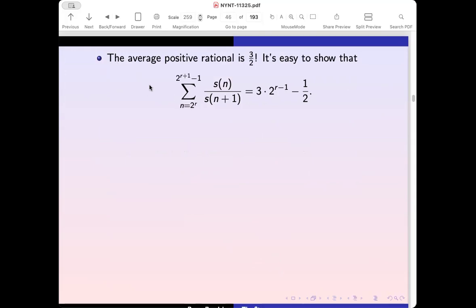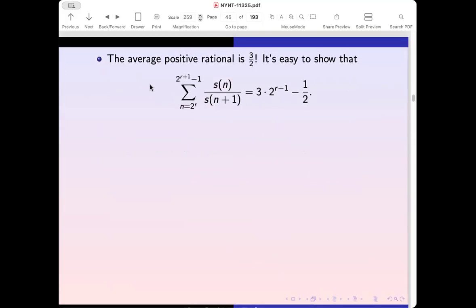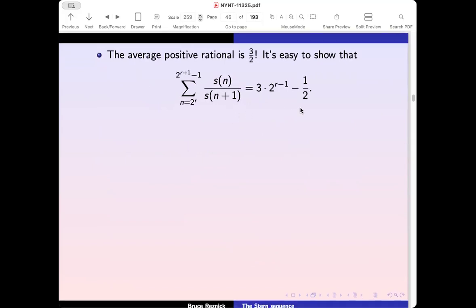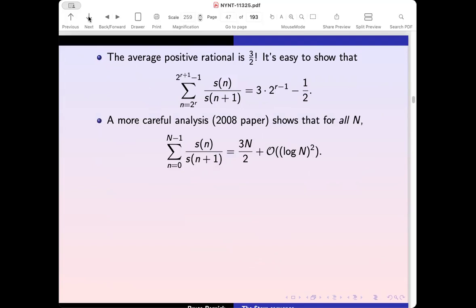Next, the average positive rational number is 3/2. I bet you didn't know that. And based on this ordering, this is a fairly easy exact formula to calculate. A more careful analysis says that if you take the sum up to capital N, it's 3/2 n plus big O of log n squared, which is actually a pretty small error term.